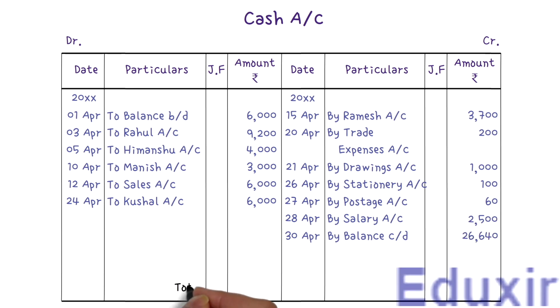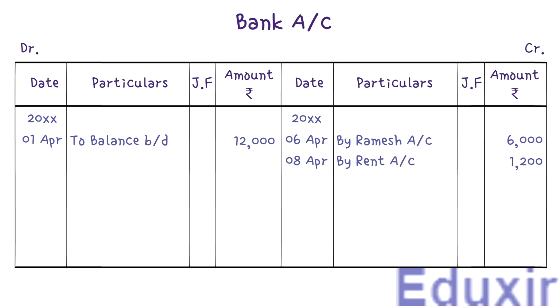Now the total on the debit side is 34,200 rupees. And the total on the credit side is 34,200 rupees. So now the cash account is balanced. Let us now take up the bank account.